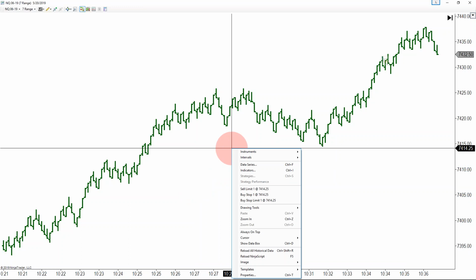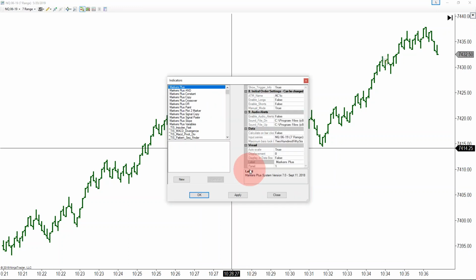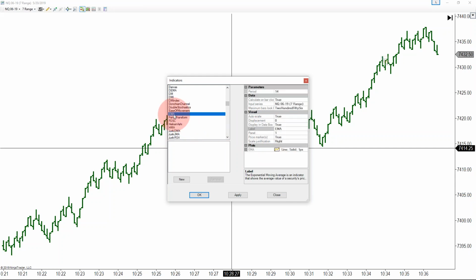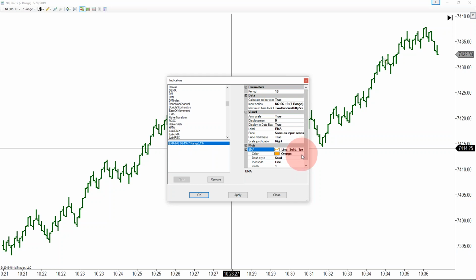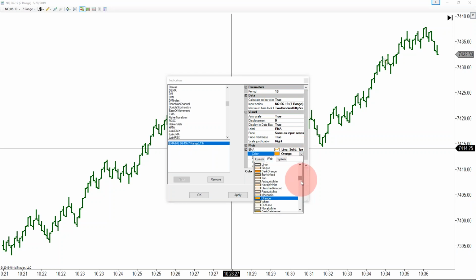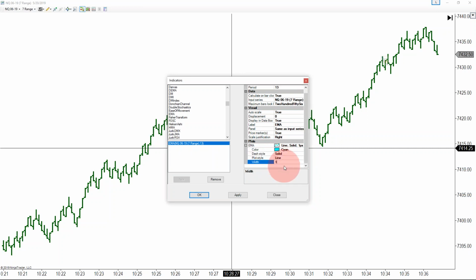Ready? I'm going to right click, go to indicators, and the first thing I'm going to do is just put a regular EMA from NinjaTrader. I'm going to use a 13 period EMA. I'm going to change it from orange to cyan, how about? And we'll make it width of 3.